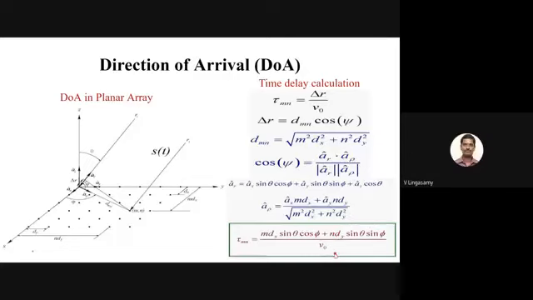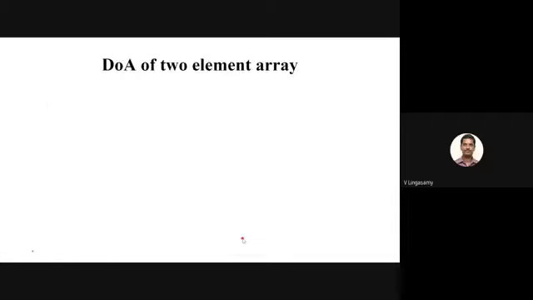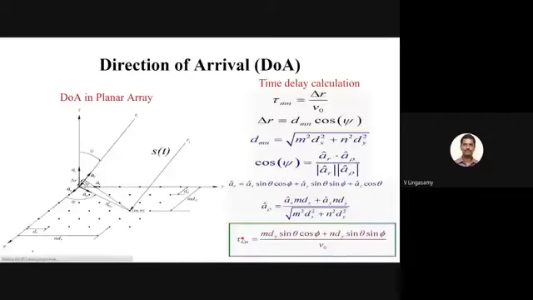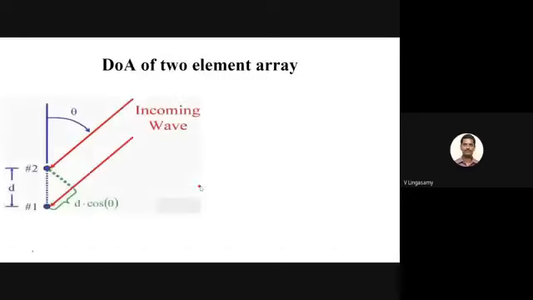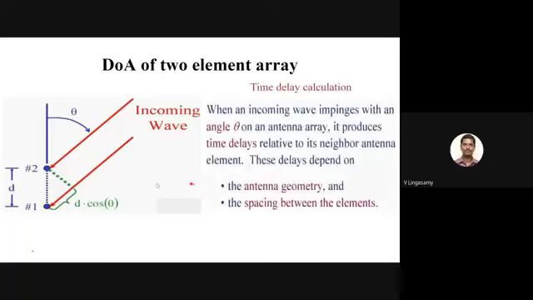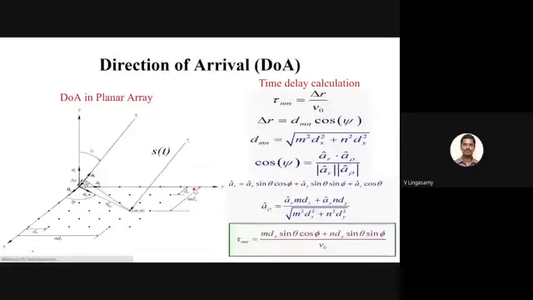Divided by velocity, then you can calculate the time delay that has happened due to the multipath. Similarly, this is how we calculate for the planar array. For the two element array, there is a convention: here we see d cos psi, because it is two-dimensional.